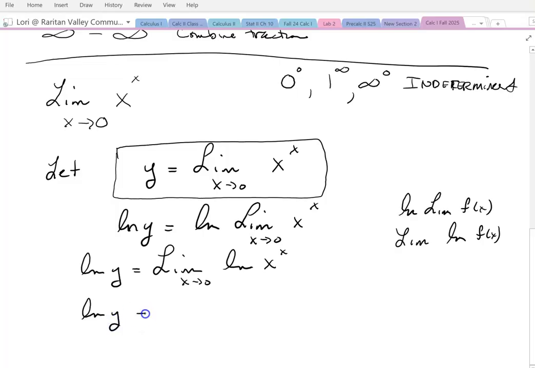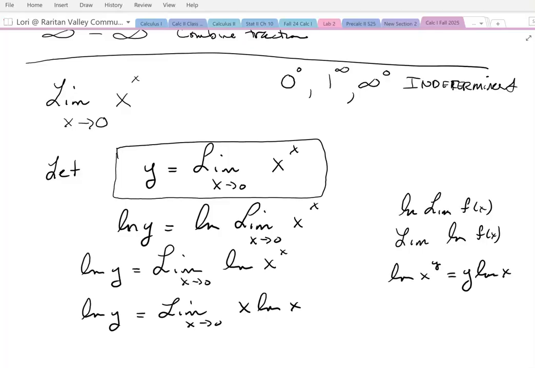So I now have ln y equals the limit of x ln x, because we know that with ln of x to anything, you can pull that exponent out front. It's just a standard property of natural logs. So keep in mind, where does L'Hopital come in all this? Well, L'Hopital can't come in until we have 0 over 0 or infinity over infinity. We're not there yet.